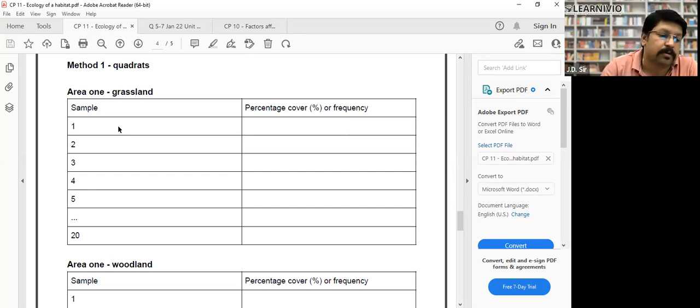Sir, how can I calculate percentage cover? Simply, suppose that we have a quadrant of 50 by 50, right? 50 centimeter wide, 50 centimeter long. In that, there are 10 plants, right? So, what should be the frequency? What is the frequency percentage? Suppose that those 10 plants are covering 50% of that quadrant. You can write roughly 50% frequency.